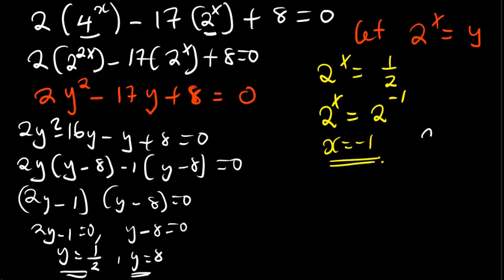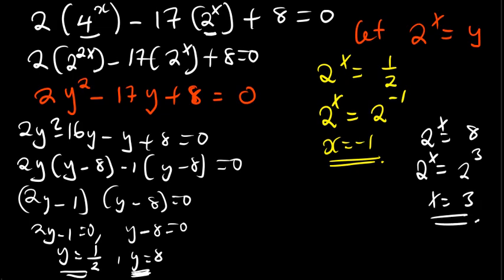Another one, 2 to the power x should be equal to 8. Is there a provision of making the base the same? If we have a provision of making the base the same, then we can do that. So this is the same as 2 to the power 3. The bases are the same, equating the powers to each other, x is equal to 3. So these are the answers for this equation.